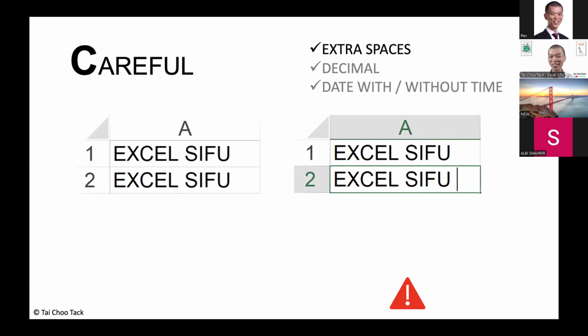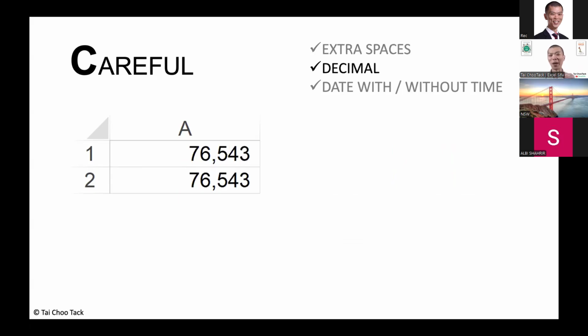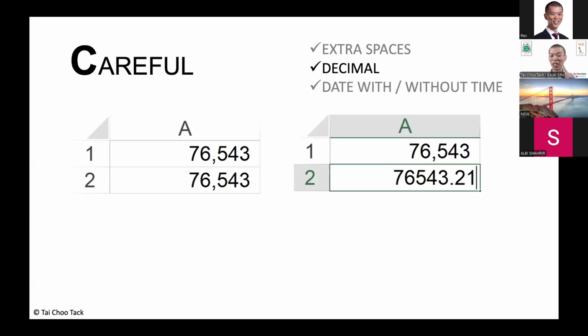So that's the space. The next one is because of the formatting, the decimal doesn't show on the screen. It means the data is still there, so you need to be careful about decimal places. The next one is date and time. Date and time is a very interesting topic by itself.